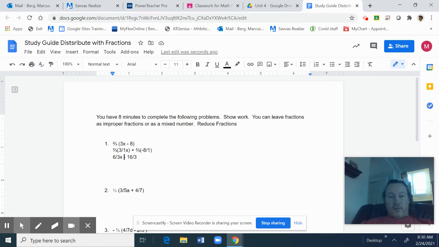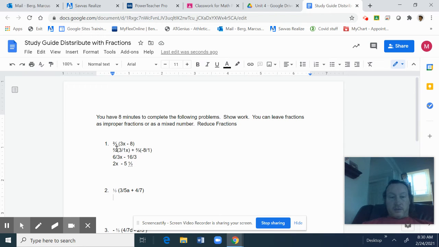6 over 3, remember I told you at the beginning of the year, this is what people don't remember, that 6 over 3 really means 6 divided by 3. That's just 2. And then same thing over here, 16 over 3 means 16 divided by 3. 3 goes into 16 5 times with 1 left over. So that would be 2x minus 5 and 1/3.